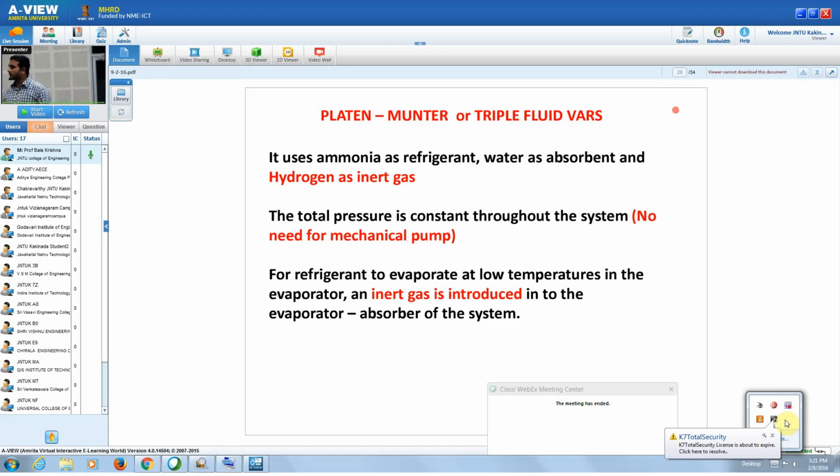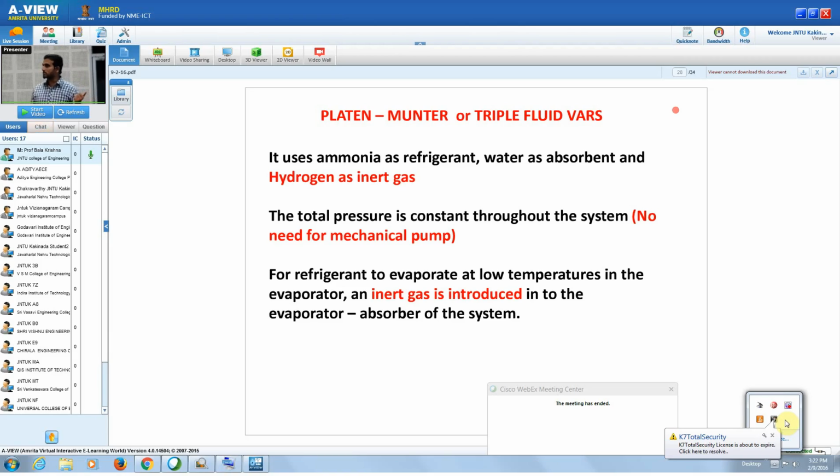Okay, this will create a situation where the pressure increased in the previous cases or previous refrigeration systems. This we'll see when we go into the actual working model. And the total pressure is constant throughout the system. Even if you go into a condenser or evaporator, at any location, pressure is almost constant.